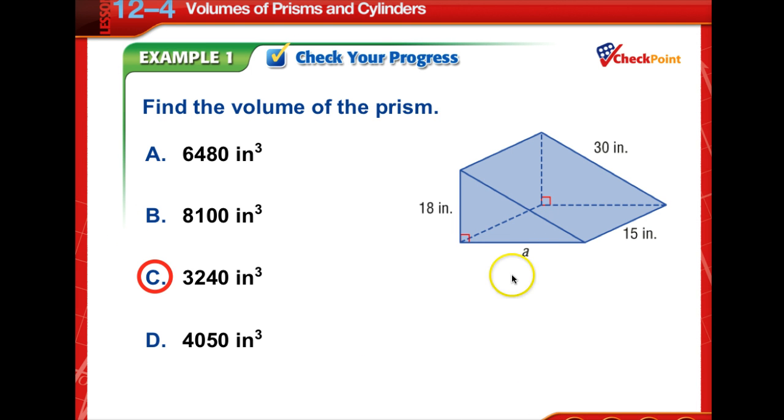This one required a little bit more work because you don't know what A is. We know what the hypotenuse is, 30, and one leg is 18, so we had to find A. I used the Pythagorean theorem. A is 24. So the area of the base, 1/2 of 24 times 18, is 216. Then substitute that in the volume formula, times 15, is equal to 3,240 cubic inches.